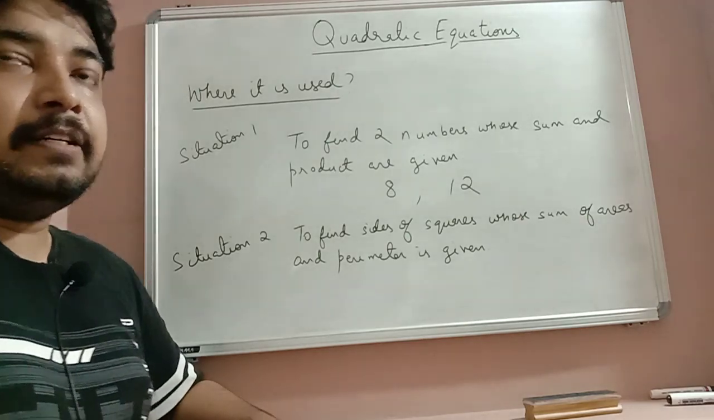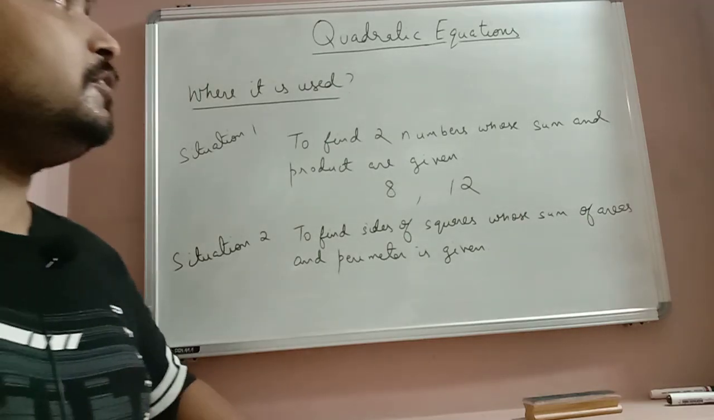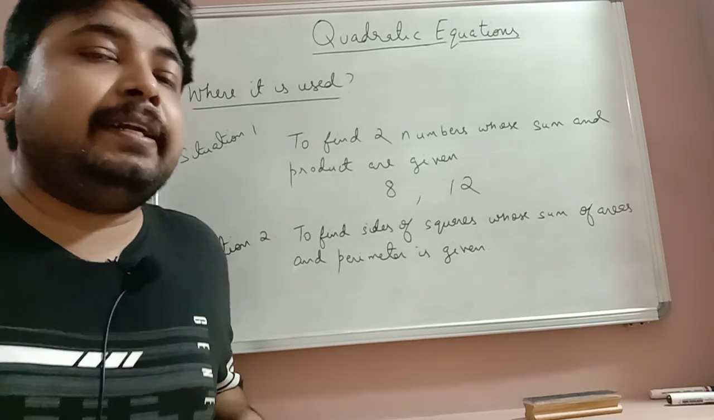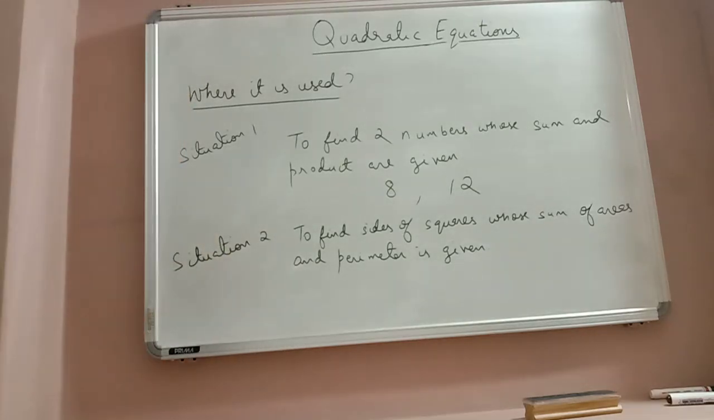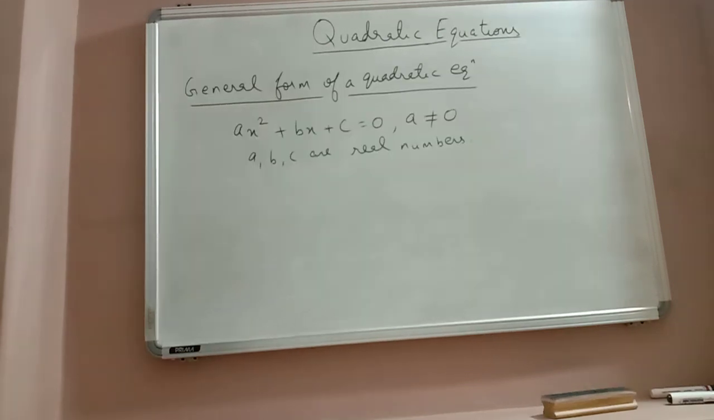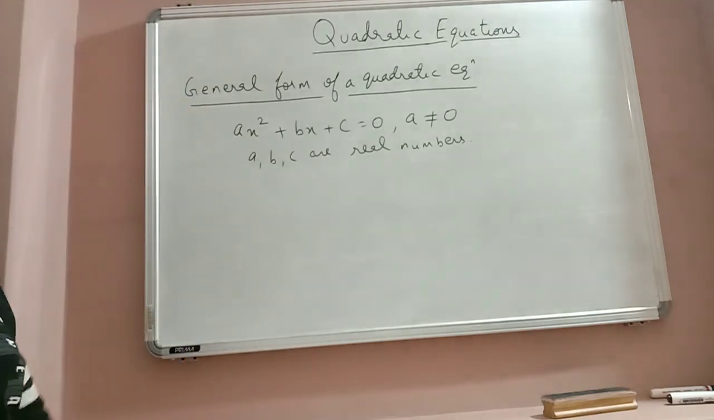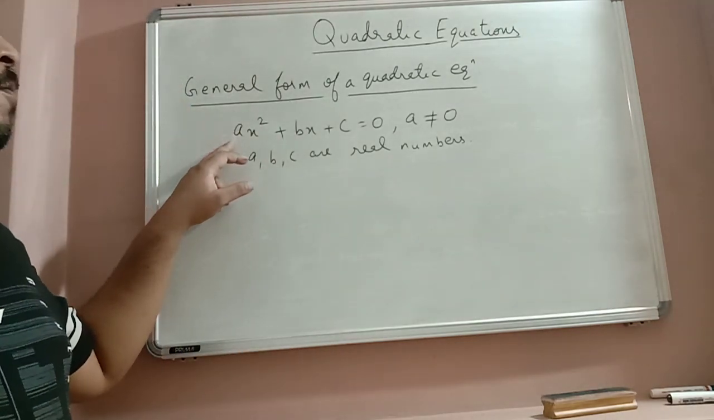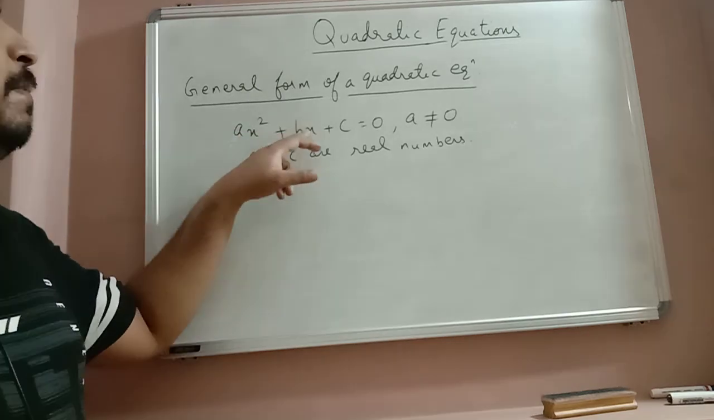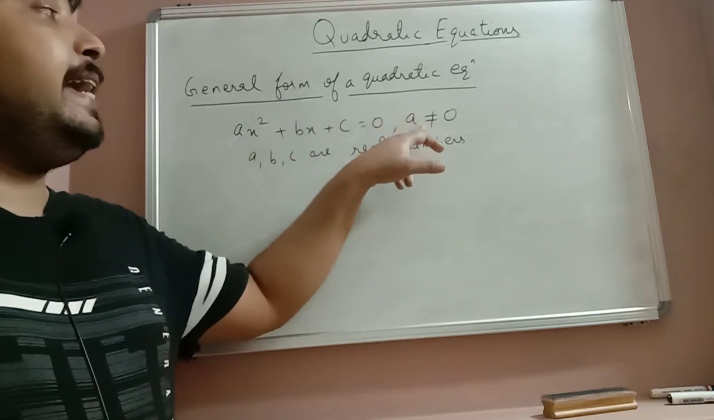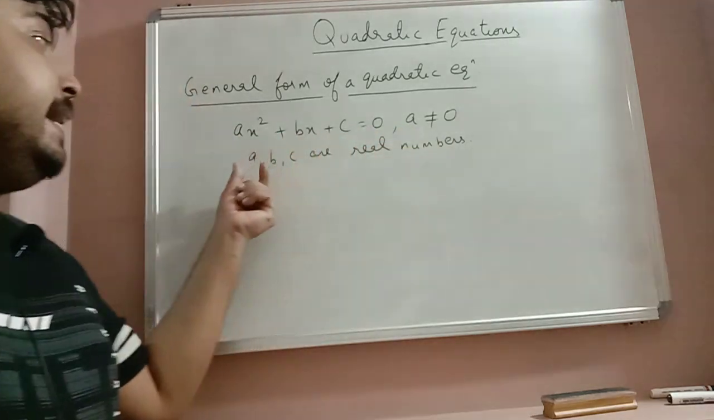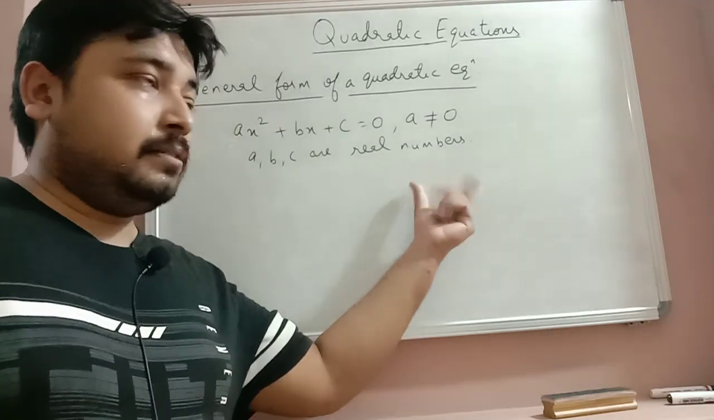Alright, now let's see the general form or the standard form of a quadratic equation. Okay students, so let's discuss the general form or the standard form of the quadratic equation. The standard form of the quadratic equation is ax square plus bx plus c equal to 0, where a is not equal to 0 and a, b, c are real numbers.